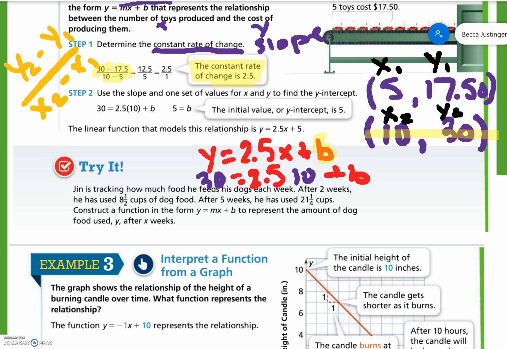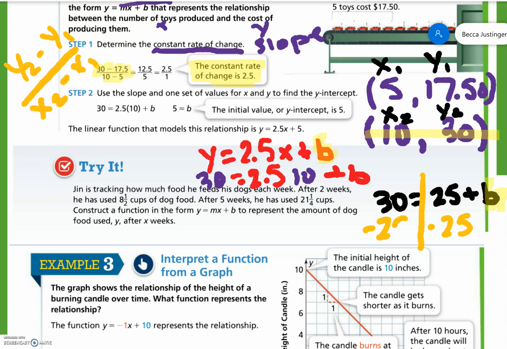Now we're going to solve for b. So the first thing I'm going to do is keep the 30. 2.5 times 10 is 25. Sorry, this should be 30 equals 25 plus b. Now in order to get b alone, I'm going to use my inverse operations. 25 is being added to b, so I'm going to subtract it from both sides. This cancels out. 30 minus 25 is 5, so b equals 5. So putting that all together, I can write the equation y equals 2.5x plus 5.